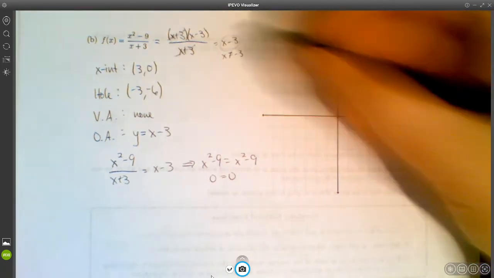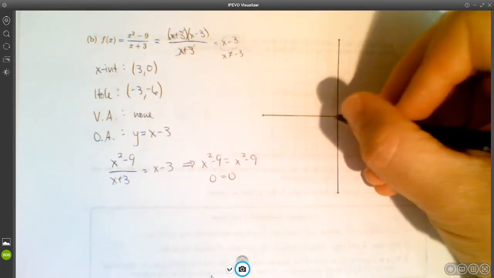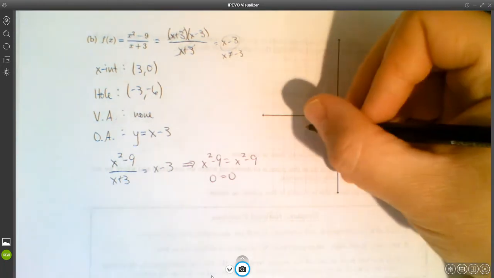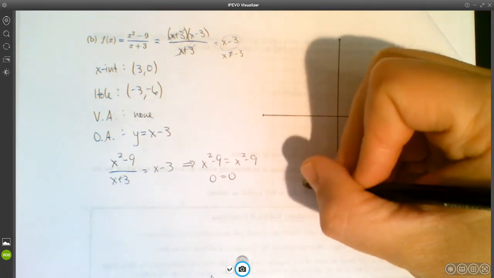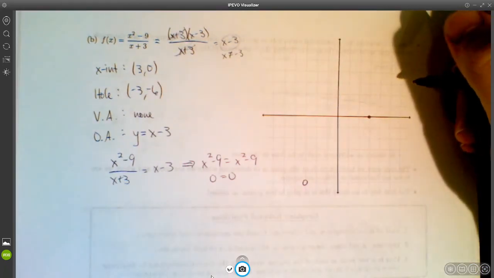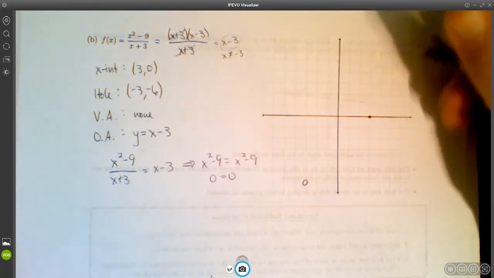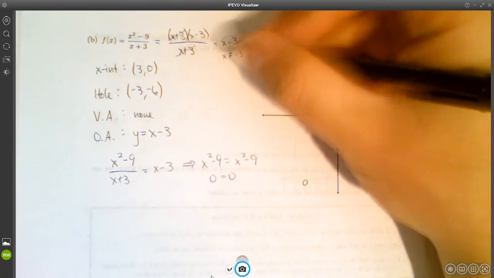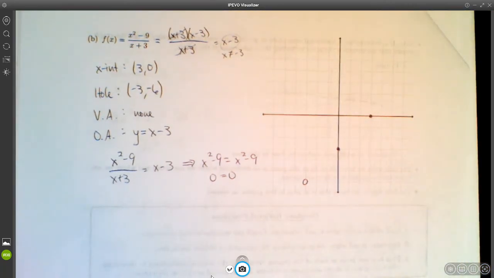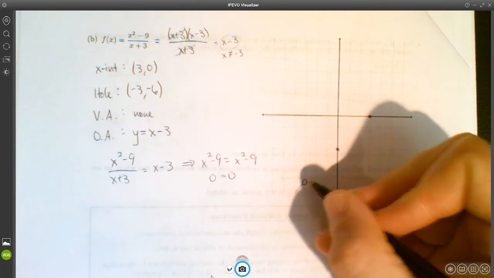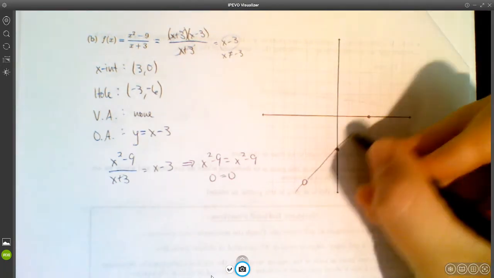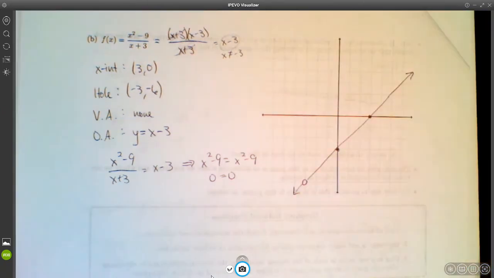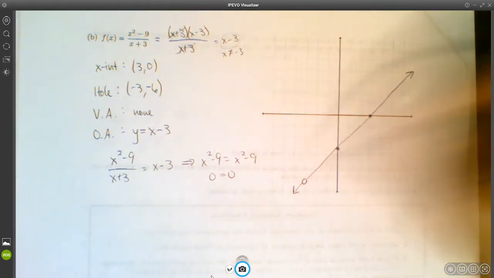Well, let's graph this thing. So this is just a straight line. I've got an x-intercept at (3, 0). I've got a hole at (negative 3, negative 6): 1, 2, 3, 4, 5, 6. I know that my y-intercept is going to be (0, negative 3). And then otherwise, this is just a straight line, no vertical asymptotes. This is my oblique asymptote, and it happens to be what my function looks like. Okay, so very interesting. So that's that one. It's just a straight line with a hole.